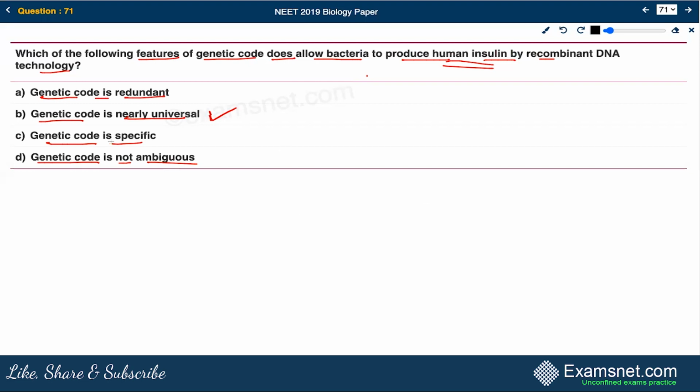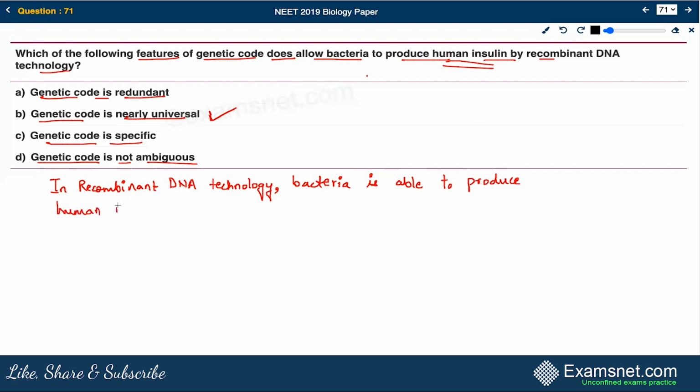All right. So that's why we can say that in recombinant DNA technology, the bacteria is able to produce human insulin because the genetic code is nearly universal.